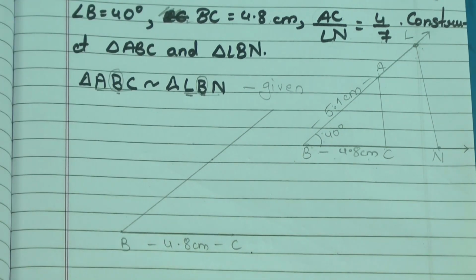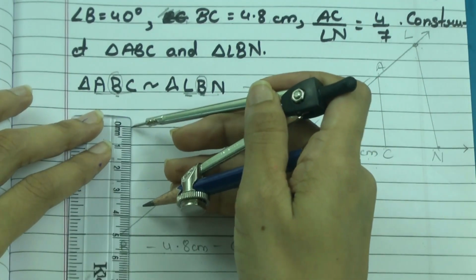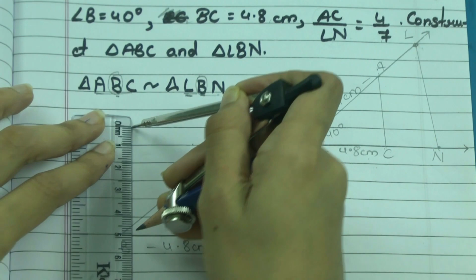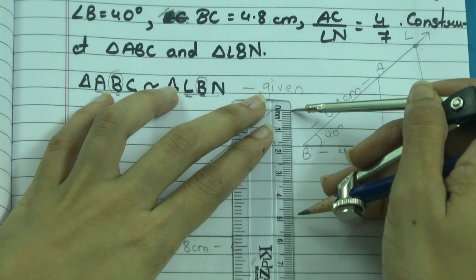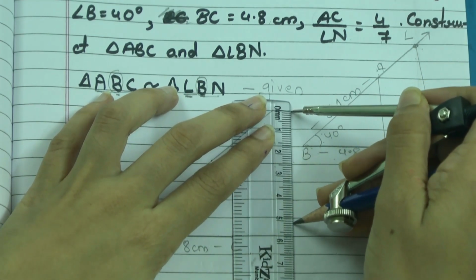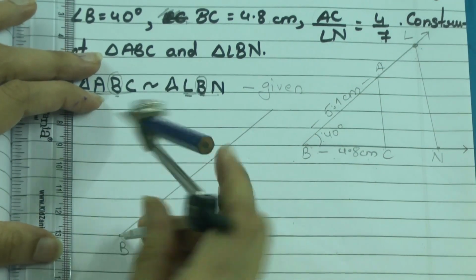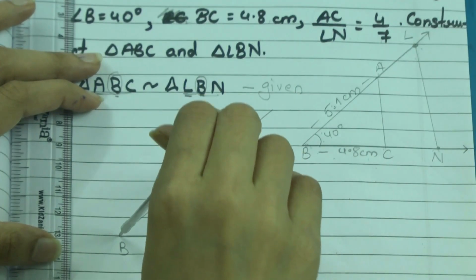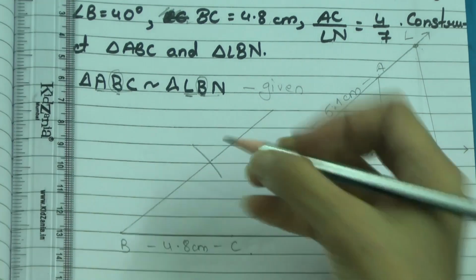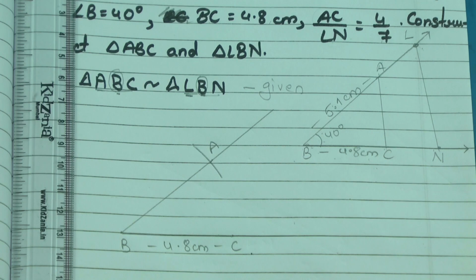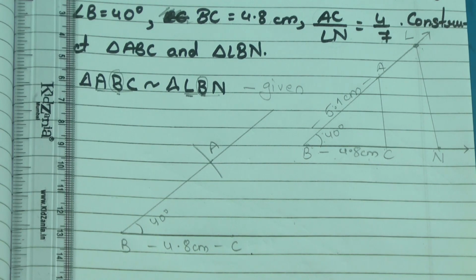Now take 5.1 arc. Measure it with the compass. Adjust your compass so that it is 5.1. Keep the scale a little bit up. Yes, 5.1. Give an arc by keeping the pointer at B. And wherever the arc is cutting the line, that point is A. Mark 40 degree as per the rough diagram. Now join A and C.